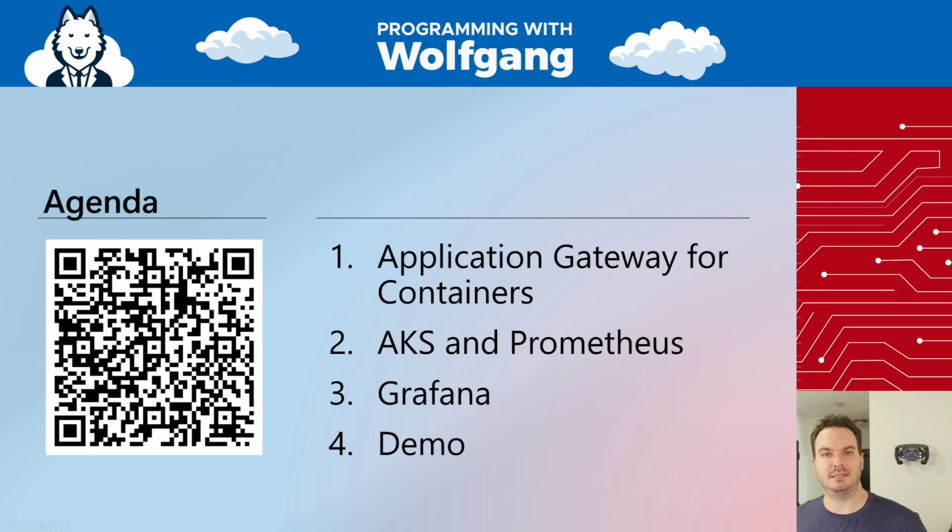So the plan for today is, first I'm going to give you an overview of what we're going to implement today. So we have the Application Gateway for Containers on one side and also the Kubernetes cluster on the other side. Then we take a look at AKS and Prometheus, then Grafana, and in the end I'm going to show you a demo, mostly in the Azure portal, how you can set up everything.